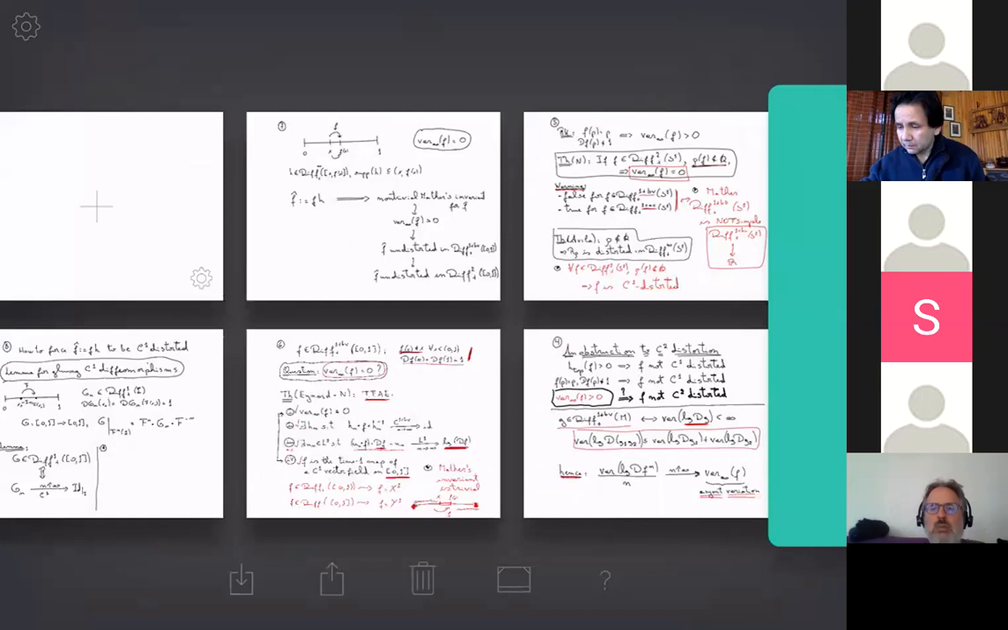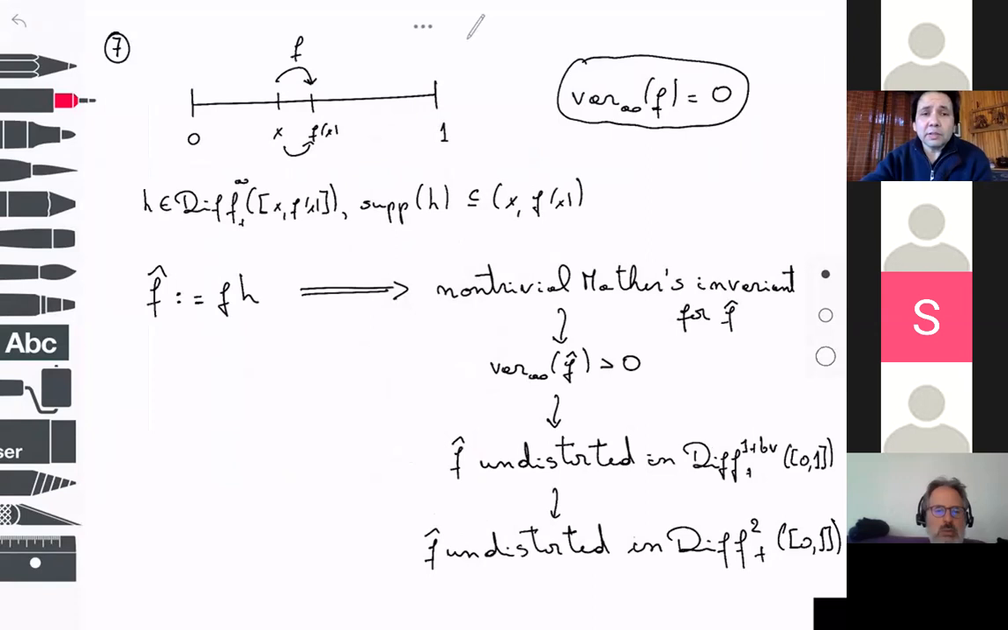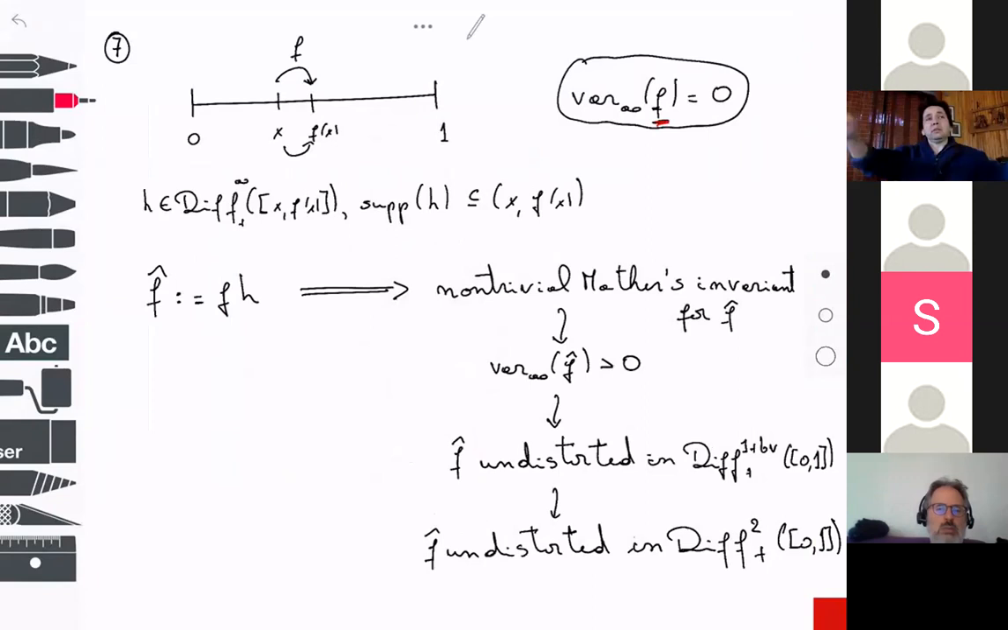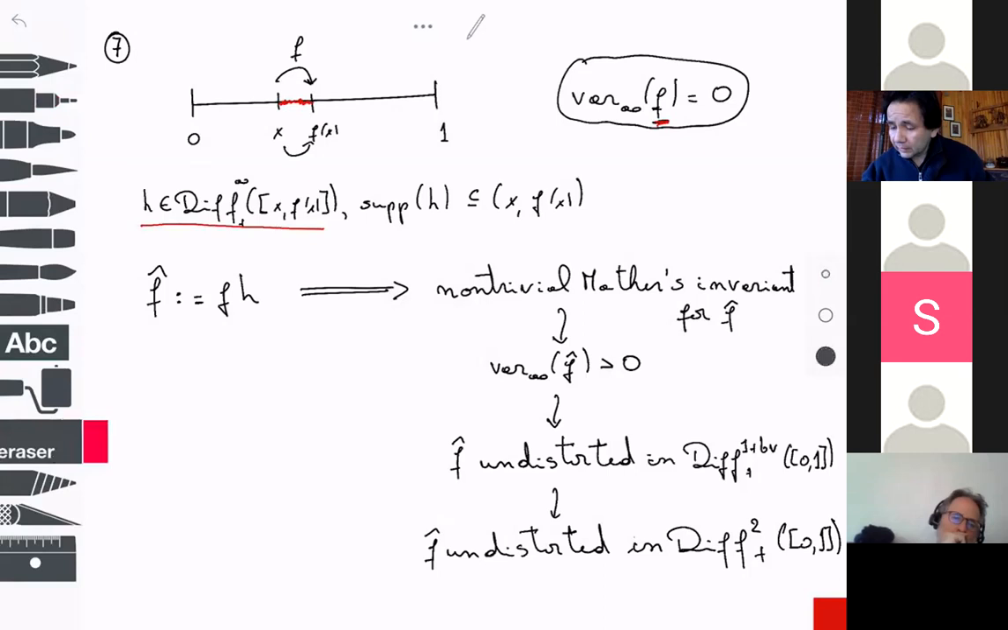for this distorted element. Okay, and here is the strategy. Now you start with an F for which the asymptotic variation vanishes. For instance, an element F of the Baumslag-Solitar group. Okay. The problem is that this F is distorted in any differentiability class because of the vanishing of the asymptotic distortion. But now I will consider a kind of fundamental domain for the action of F, and here I will put a diffeomorphism H. So H is acting on this interval and only on this interval. Okay, and I will consider the composition between F and H. This is F hat.